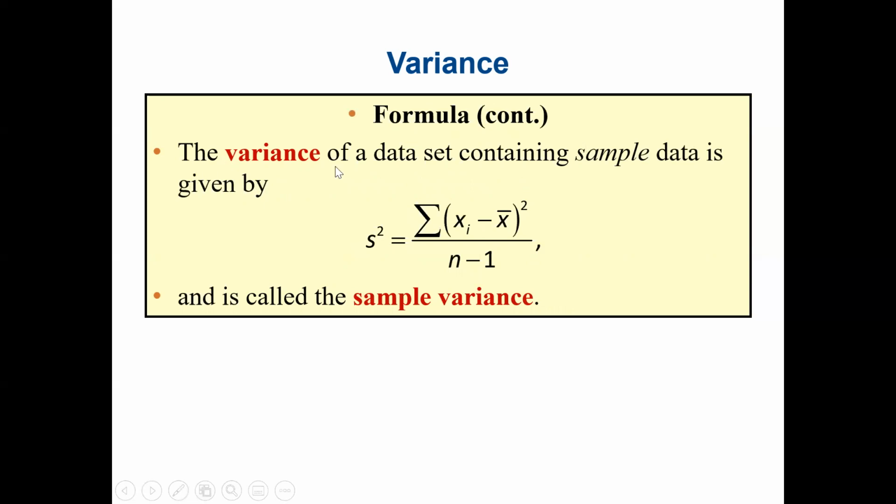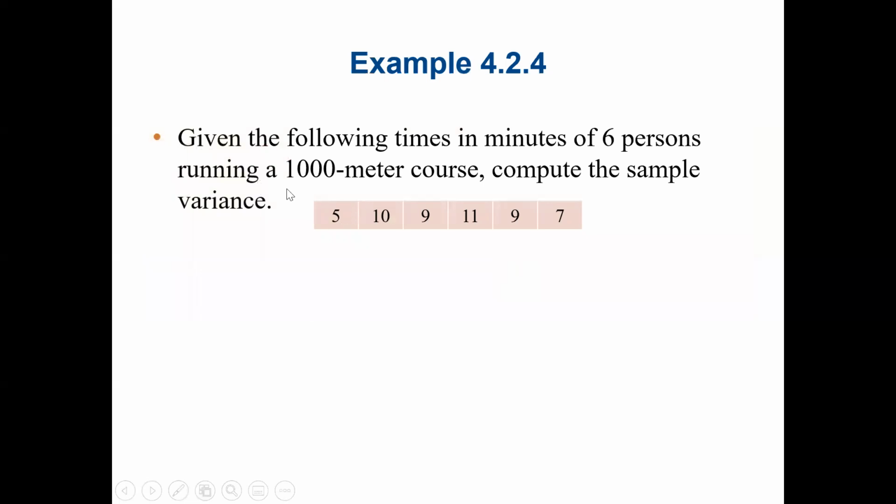So we say the variance of a data set containing sample data, again, is the difference of each value and the mean, all squared, the sum divided by n minus 1 for the sample size. Now let's see an example here. Given the following times in minutes of 6 persons running a 1,000 meter course, compute the sample variance. So this is a sample data set.